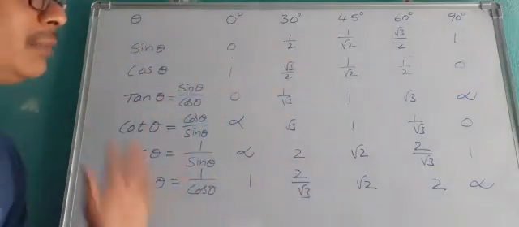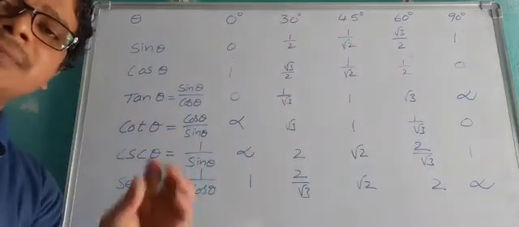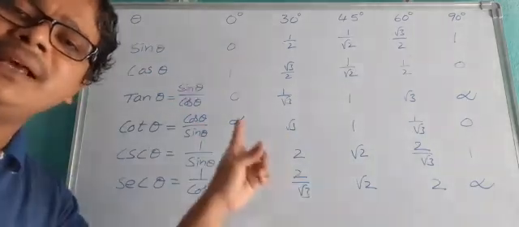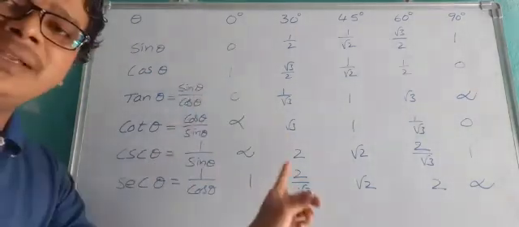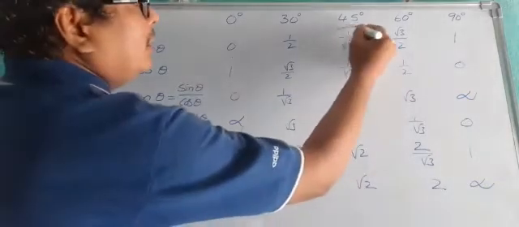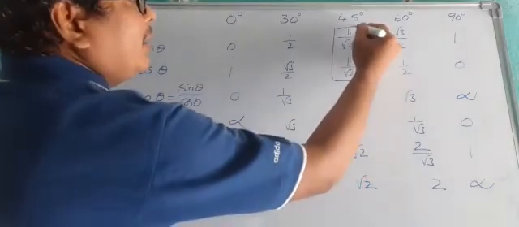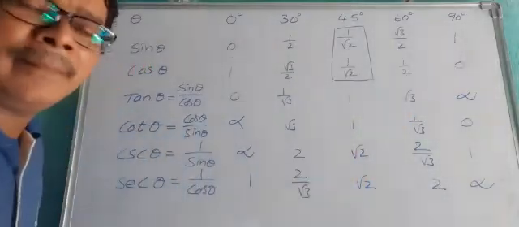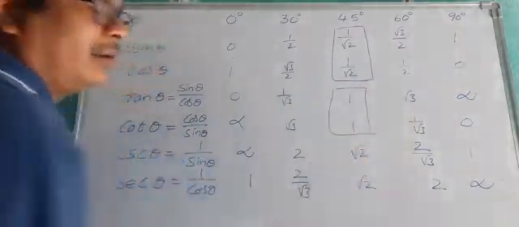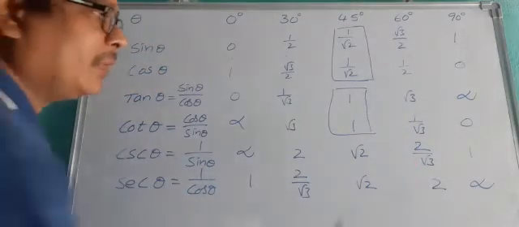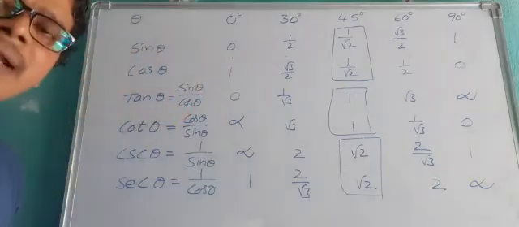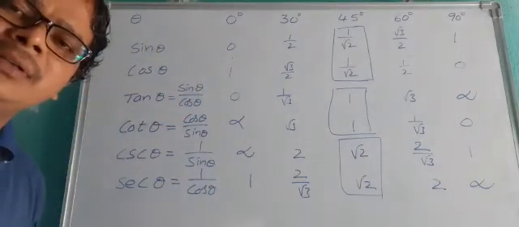So you have to remember all these values. Automatically you can solve many of the problems which are related to specific values of all trigonometric ratios. What you observe here? Sin 45, cos 45 both are same, and tan 45, cot 45 both are same, and another one is cosecant 45 and secant 45 also same.